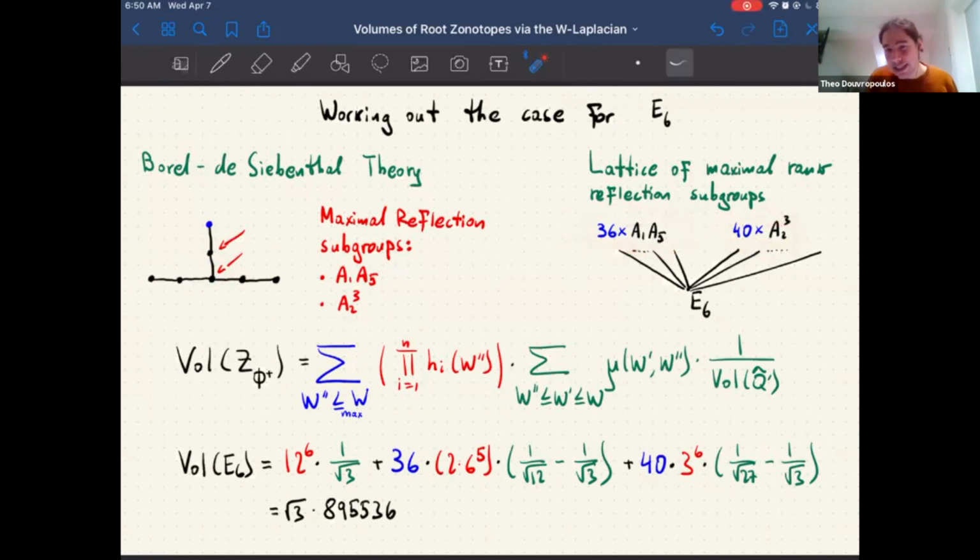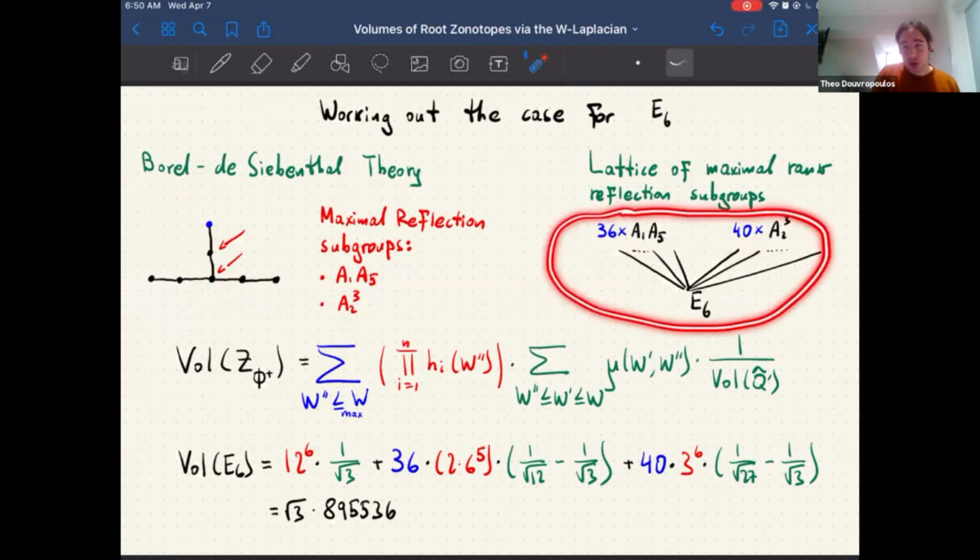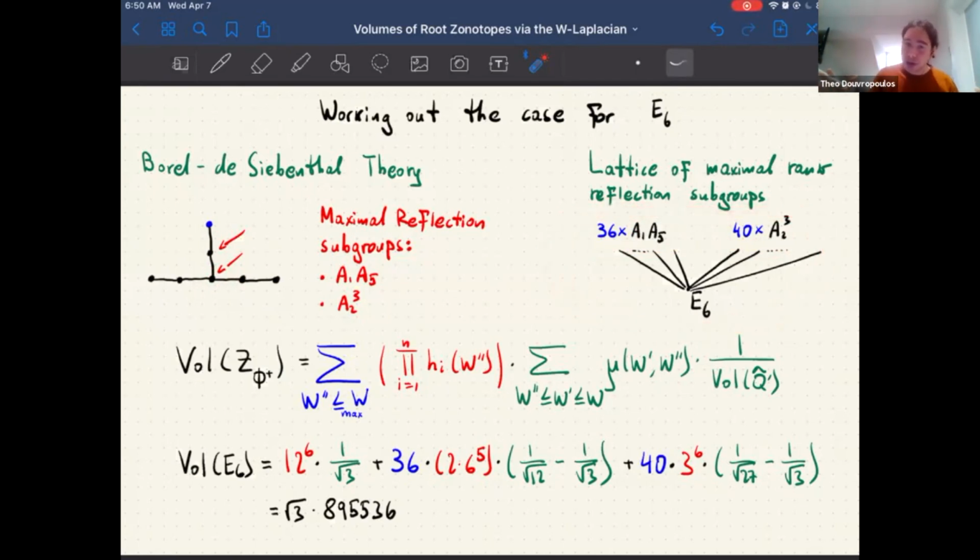And here is where I'm cheating. I didn't tell you how to calculate that you have 36 of those and 40 of type A2 to the third. But it's okay. It's another calculation that you can do. And again, if you want to use the computer, this is much easier, while the other formulas, even with a computer, are not. Anyway, so the lattice of maximal rank reflection subgroups for E6 is very simple. It has a bottom element and a bunch of atoms.